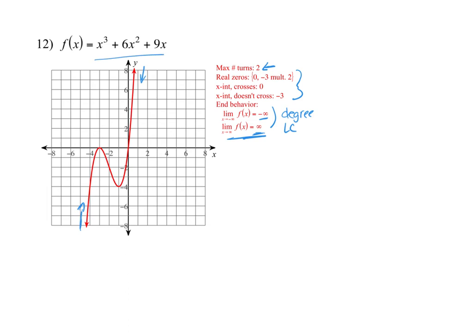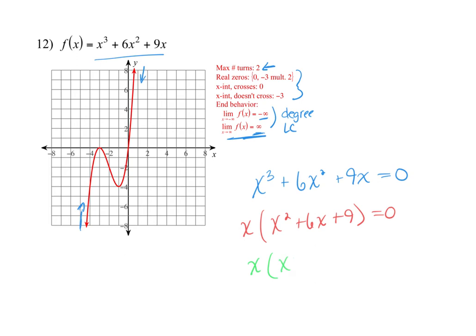For your zeros, zeros literally mean where this guy equals 0, all right? Where that equals 0. So I need to factor it. If I have a common factor, I'm going to take it out. In this case, an x squared plus 6x plus 9. And then I want to do my basic factoring. So my basic factoring here would be x plus 3, x plus 3.